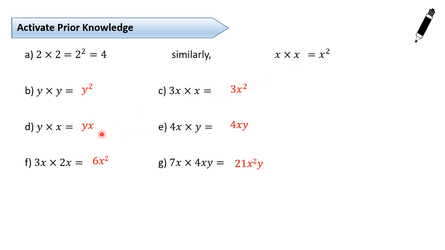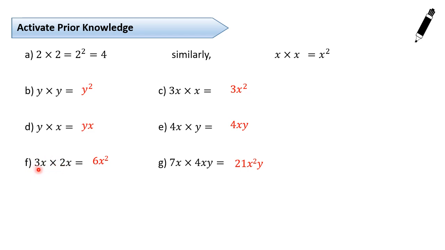D and E were kind of like trick questions because there wasn't any powers there. We didn't have any repeated variables, no repeated numbers, so we simply had x and y simplified by removing the times. Of course, when we don't see a symbol between those two, we know there is a multiplication occurring. E, very similar there. F, we had 3x times 2x, so we can tidy up our 3 times 2.